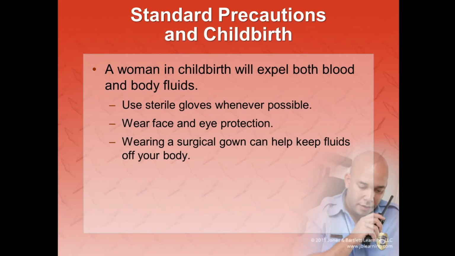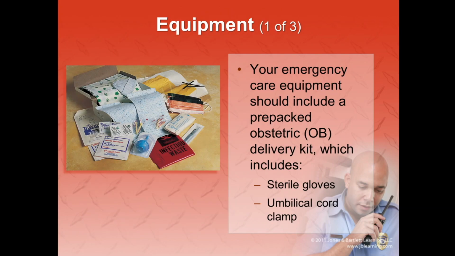So while preparing for birth, there's going to be both blood and bodily fluids, so make sure that you are prepared to keep yourself safe from any of these fluids getting on you or your gear. Here you can see the obstetric kit includes sterile gloves, the umbilical cord clamp, scissors, gauze, a bulb syringe, and so forth.